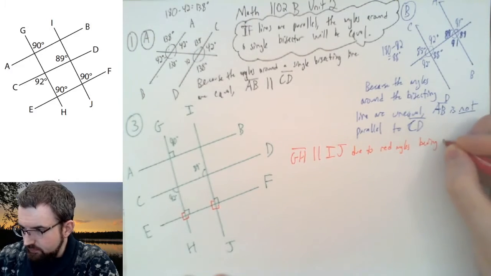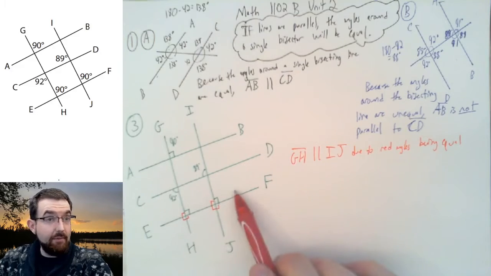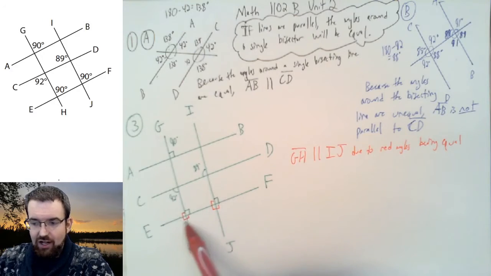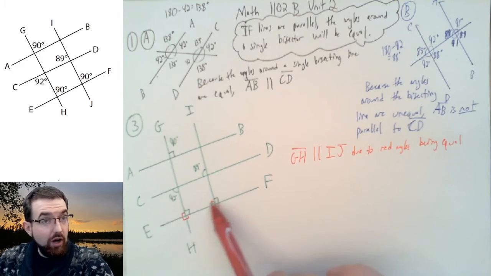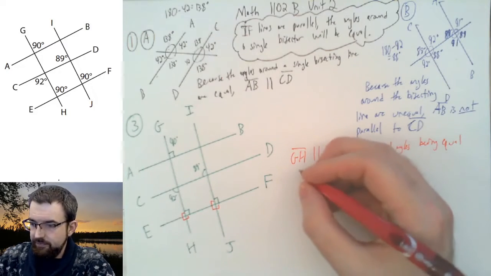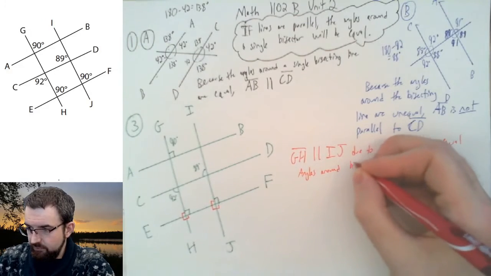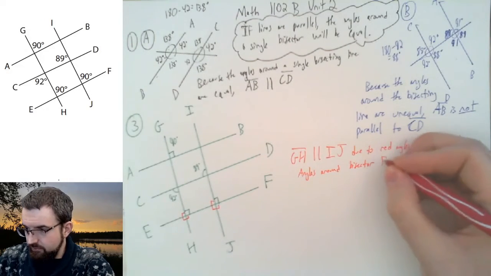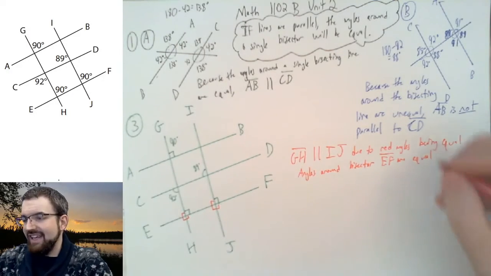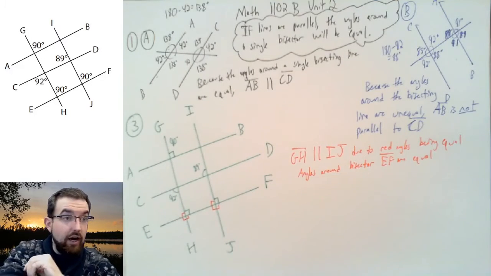So due to the red angles being equal, these ones down here, we know that, and we can phrase it in a lot of different ways, right? But the bottom line is that all the angles around this are the same as the angles around this. Another way we could phrase it is that the angles around bisector EF are equal. So we know those two are indeed parallel.